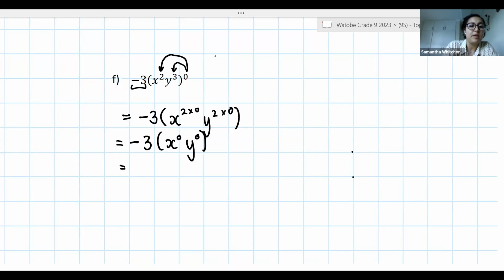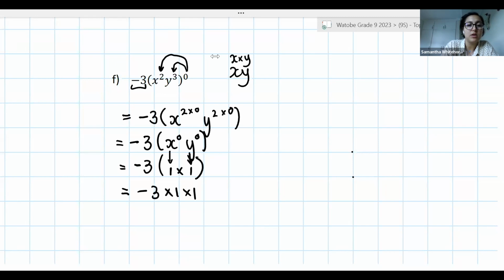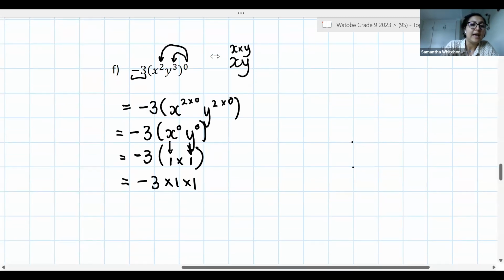And what we then need to remember is that anything to the power of 0 is 1. So that x to the power of 0 is 1. The y to the power of 0 is 1. And remember, between variables, so x, y, you're actually saying x times y. So this is 1 times 1. You still have the -3 in front of the bracket. And so what you actually need to do here is say -3 times 1 times 1. And so what you have is -3 is your final answer.